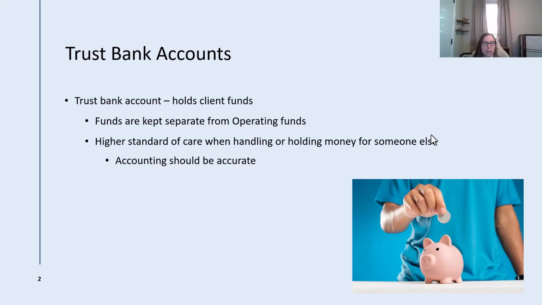These funds are kept separate from operating funds. So typically they'll have an operating bank account and then a separate trust bank account. And a higher standard of care should be used when handling this money and doing the accounting for this money, because this is considered holding money for someone else. So the accounting needs to be 100% accurate.